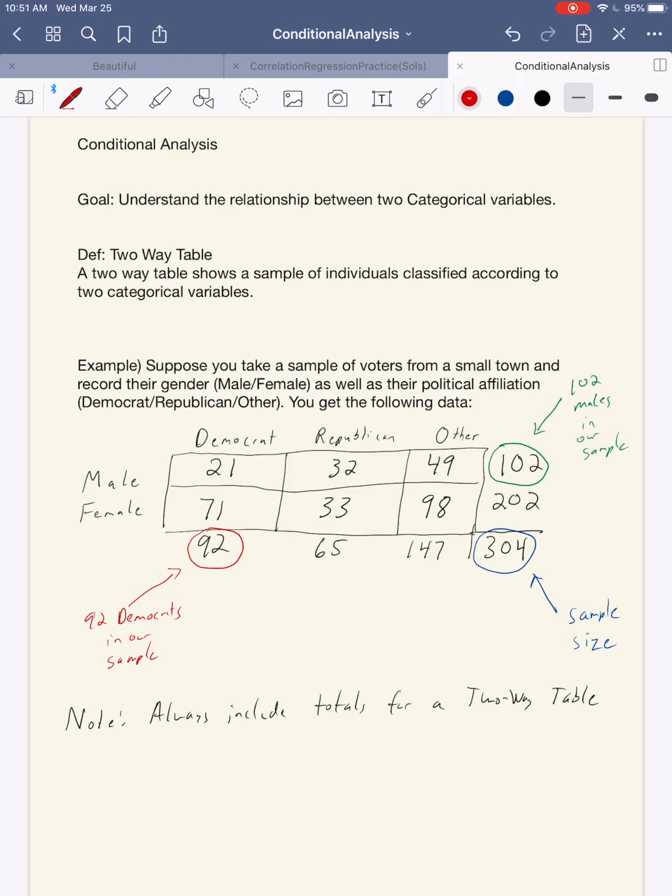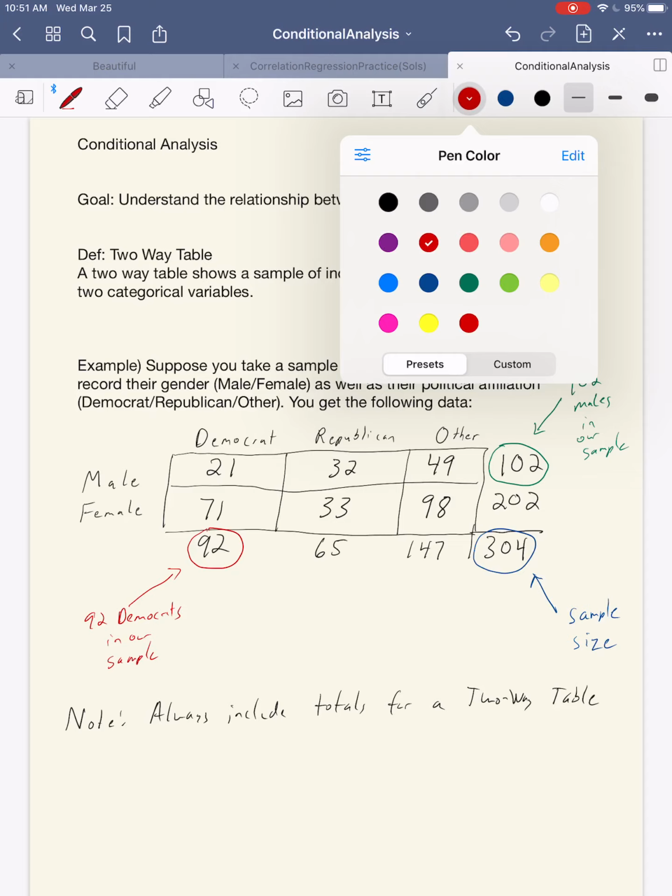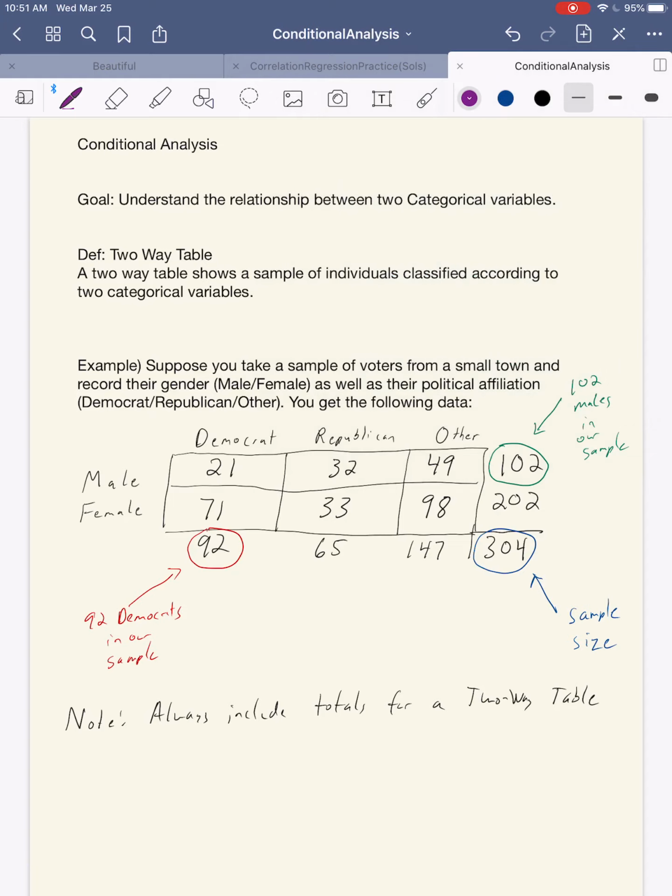So we had 92 Democrats if we forget about whether or not they were male or female. We just had 92 people that identified as Democrats. Finally, what does one of the inside values mean? Let's grab this purple color here. Let's just say this one right there. What does that 33 mean?